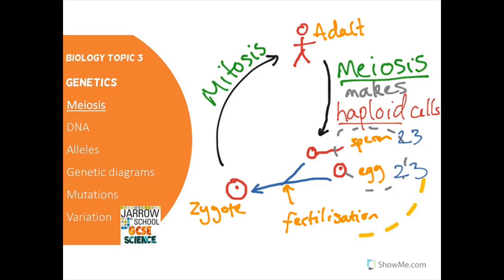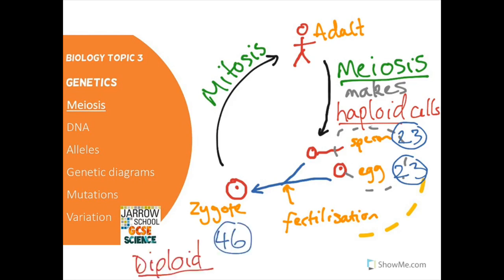So a slightly different way of looking at this is that meiosis makes haploid cells, cells which have got 23 chromosomes in. So the sperm cell has 23 chromosomes, and so does the egg. When these fuse together during fertilization, this makes the zygote, which has 46 chromosomes. So the zygote has 46 chromosomes, so that is known as diploid. And then mitosis, this makes other cells which are also diploid. So only meiosis can half the number of chromosomes.